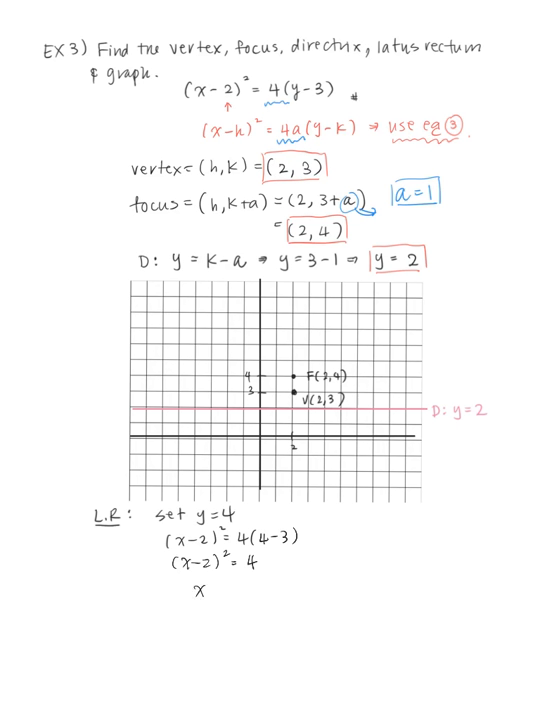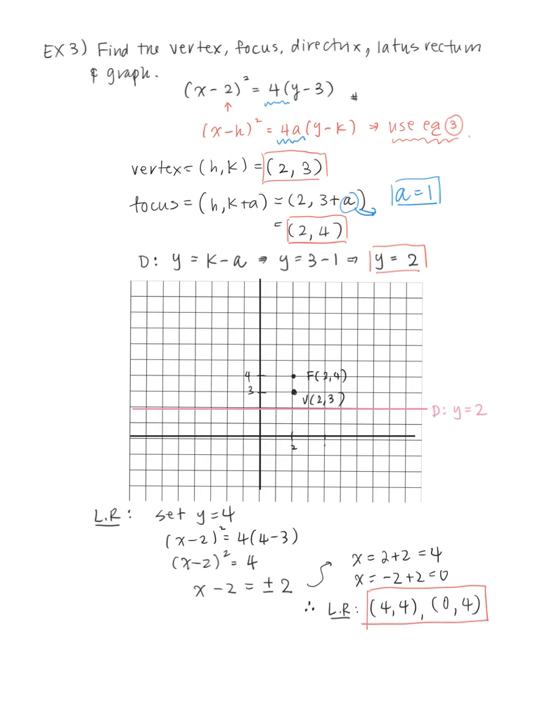That implies that x minus 2 is going to be plus or minus the square root of 4, so it's going to be plus or minus 2. That means x is going to be 2 plus 2, or x is negative 2 plus 2, which is going to be 0. So therefore, our LRs are (4, 4) and (0, 4).